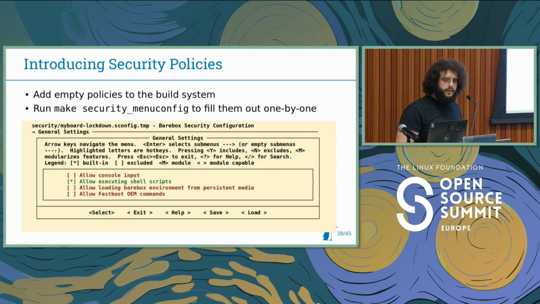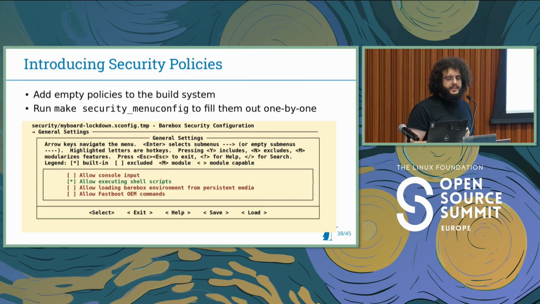Then you can, in the barebox build system, use a new make target. It's called make security menuconfig. And it will open menuconfig for each one of these new files and ask you security-related questions like, do you want to allow console input in this policy? Do you want to allow executing shell scripts? And these use the kconfig infrastructure, so that they have dependencies on each other. So if you disallow console input, it won't prompt you, do you want an interactive shell? Because, yeah, you wouldn't be able to use it anyway.